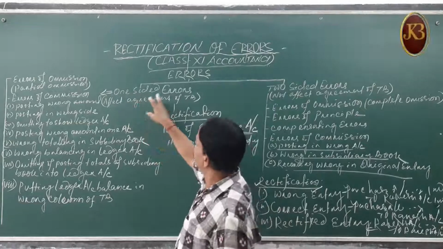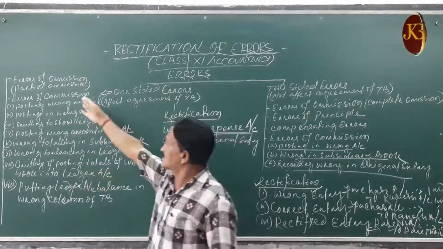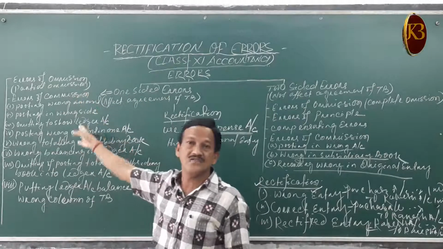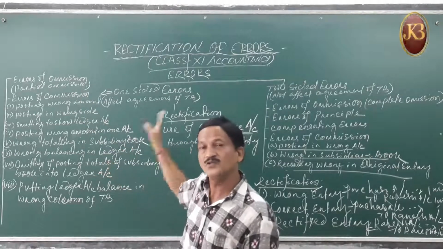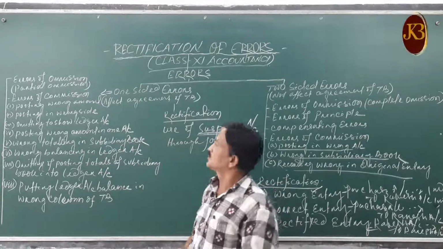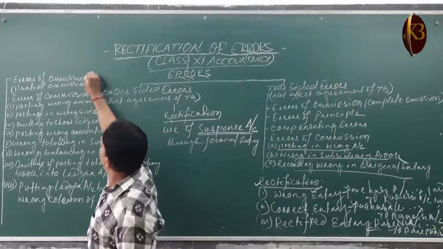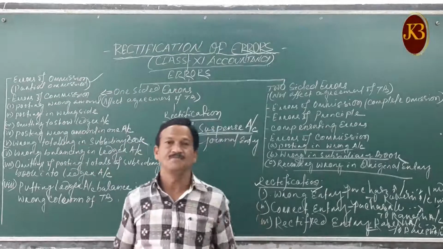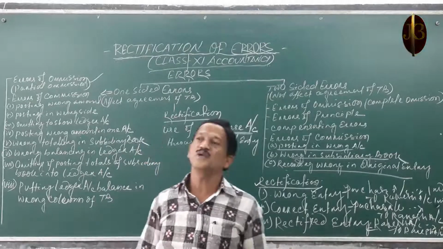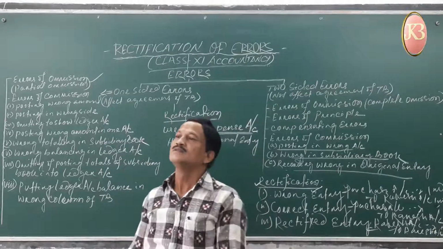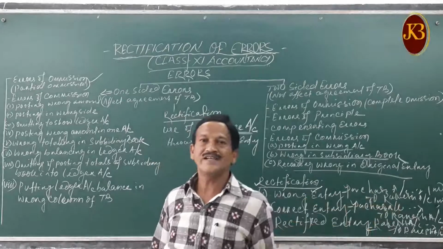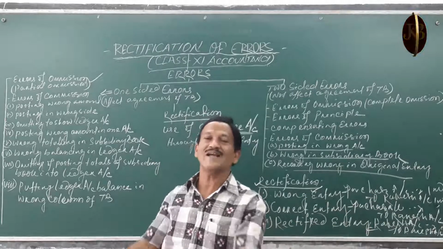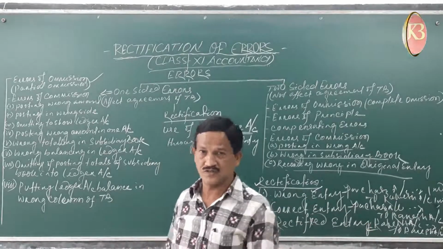What are the one-sided errors? These are the lists which are given. One-sided errors happen, so they are to be rectified. First is errors of omission. It means partial omission, partly omitted. Purchase of goods from Rakesh not credited to Rakesh account, not posted to Rakesh account. That is a partial omission.